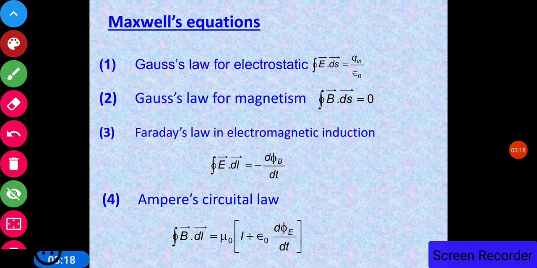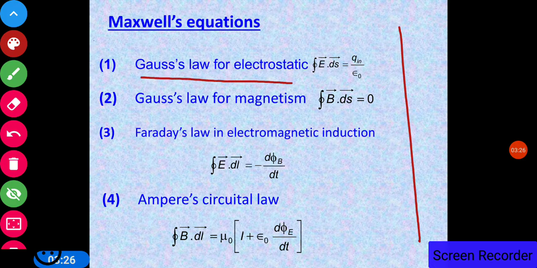Now on the basis of this, Maxwell's equations are the four equations which were summarized by Maxwell. First, Gauss law for electrostatics: the surface integral of E dot ds is equal to q upon epsilon naught. Gauss law for magnetism: the surface integral of B dot ds is equal to 0. Why is it 0? Because a monopole does not exist. In a closed surface, a pair of poles always exists, and a pair of poles means the total magnetic charge will be 0. So in that case this is equal to 0.